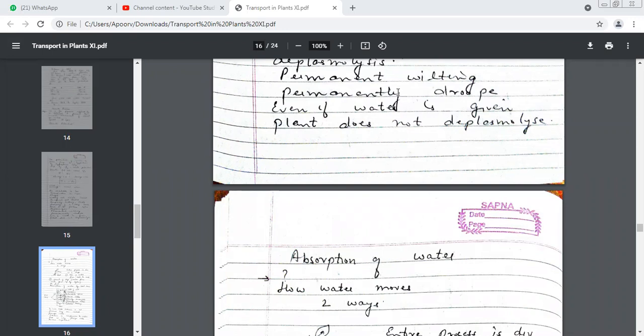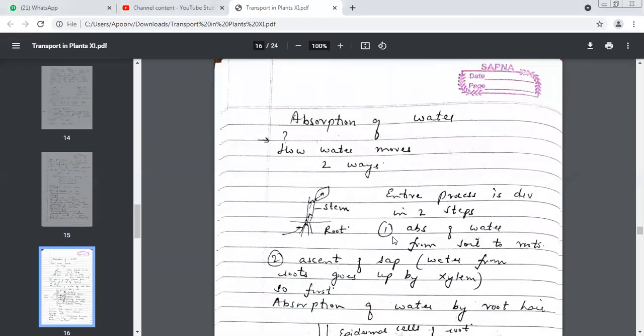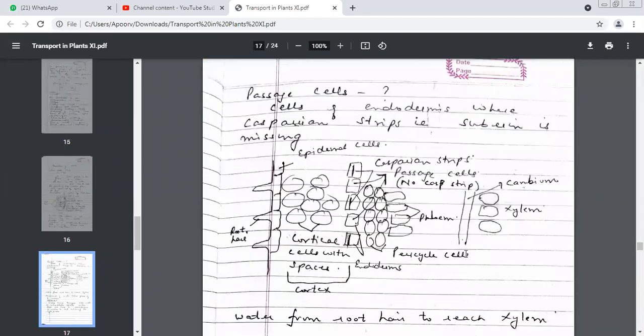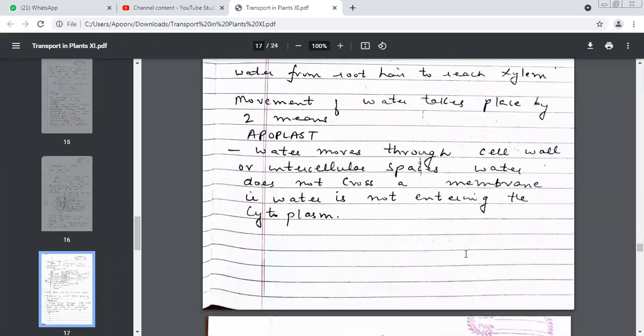Then we did absorption of water. We divided the entire process into two steps. What were the two steps? First, the water moves from where to where? Soil to roots. And then root to xylem, and then it moves on.